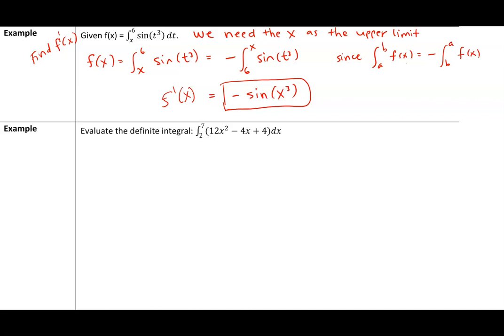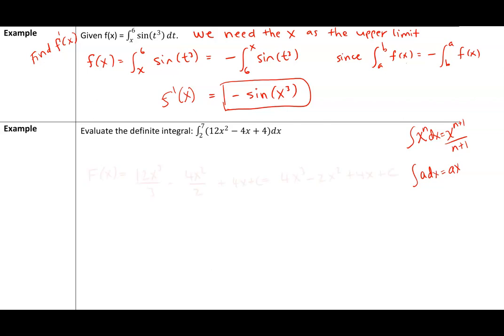Okay, next we want to evaluate this definite integral. So let's use the power rule of antiderivatives, which again is going to be that if you have the integral of x to the n dx, this equals x to the n plus 1 over n plus 1. And also if you have the integral of a dx, this just equals ax.